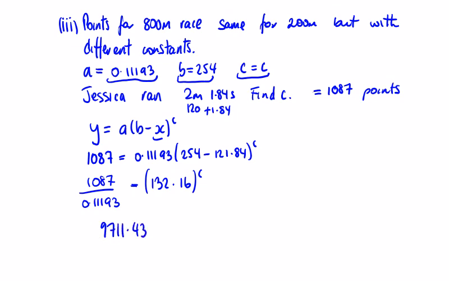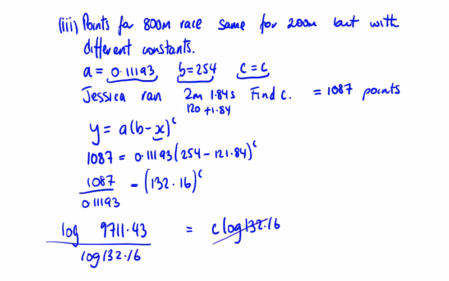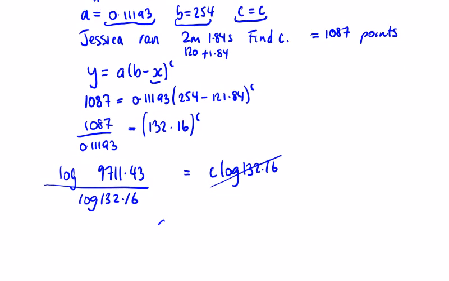And we're going to get the log of both sides, so we're starting to write C by the log of 132.16 is equal to the log of the left. So I divide across by the log of 132.16, and that will give me C. So C is equal to 1.88 in this question. So quite a long functions question.